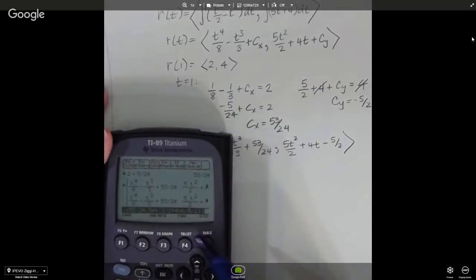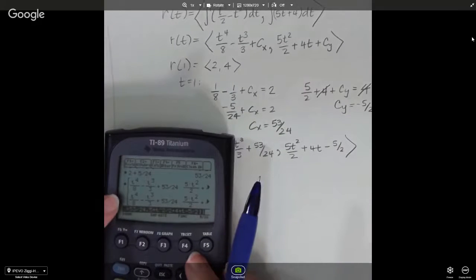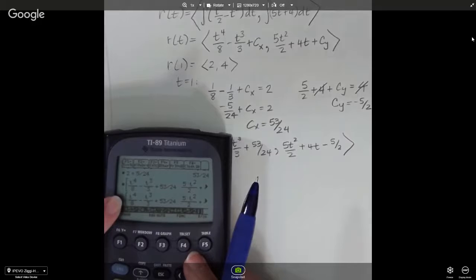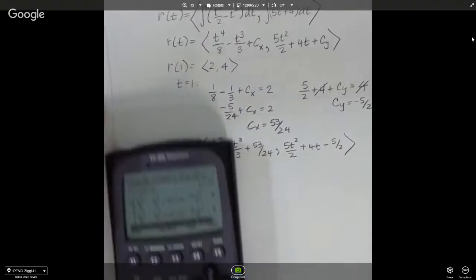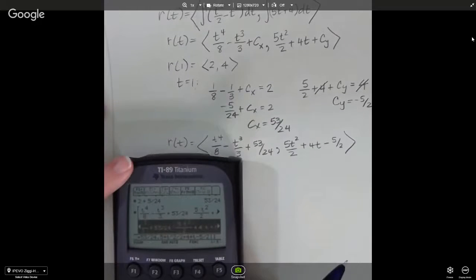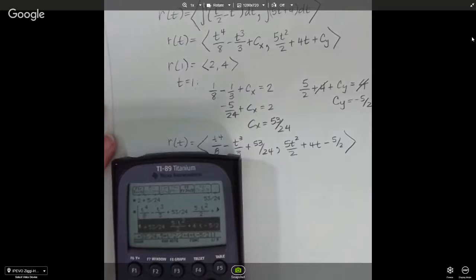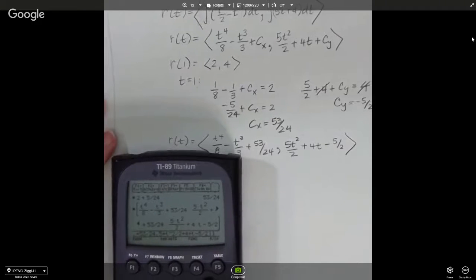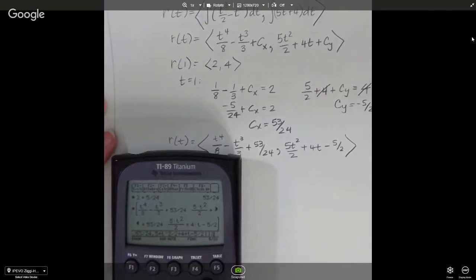And there is my new position function with the t to the 4th over 8 minus t cubed over 3 plus 53 over 24. And we see that that matches my position. I'm going to go over here and make sure that that matches. All right. And now we can say what happens. I can go such that t equals 1.